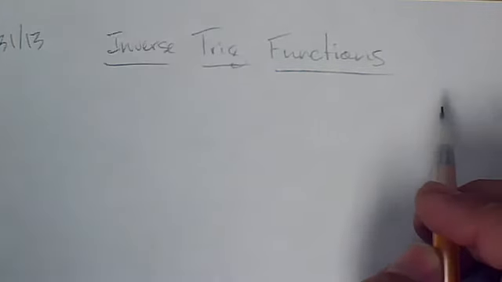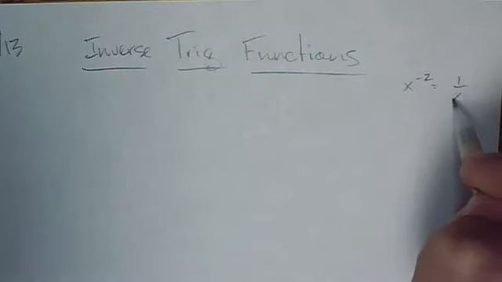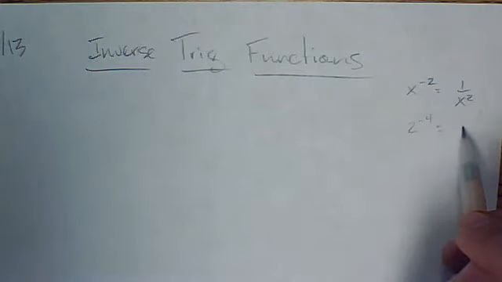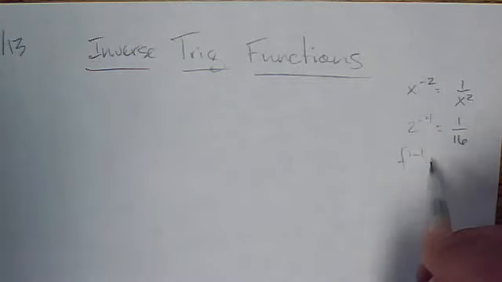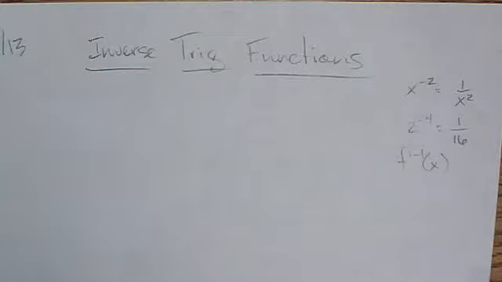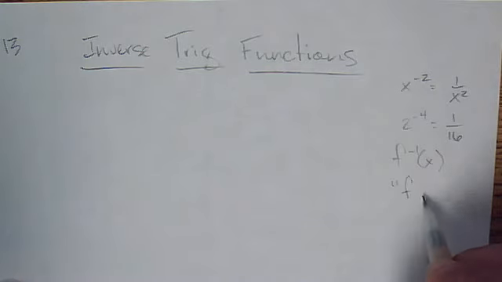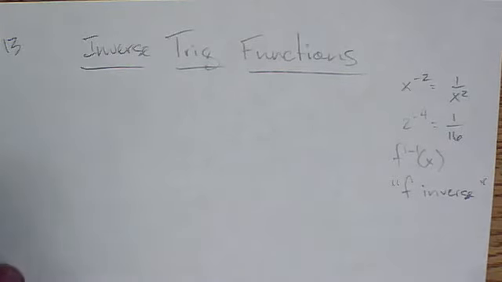First of all, a little side note. If you'll remember that x to the negative 2 is 1 over x squared, or 2 to the negative 4 is 1 over 2 to the 4th, or 1 over 16. However, this f⁻¹ is notation. This is not an exponent. This is notation that just means f inverse, or inverse function. Okay, so same thing with trig functions.